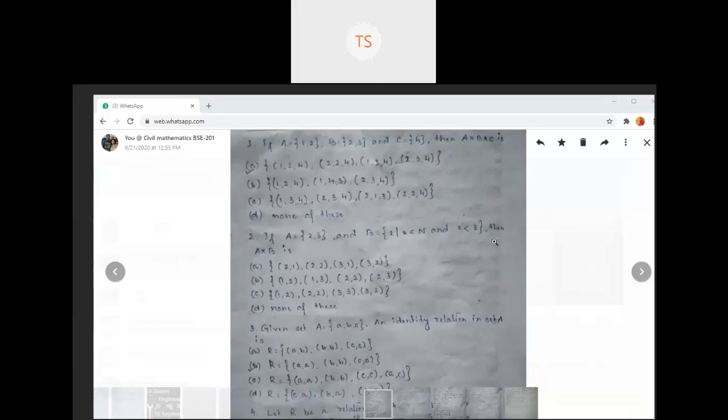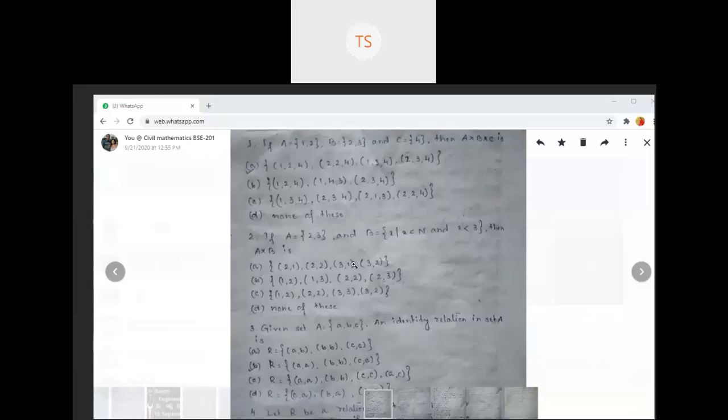Now example 2. If set A is equal to {2, 3} and B is equal to {x such that x is a natural number and x is less than 3}, then A cross B, that means you have to find the Cartesian product of A and B. Now tell me which is the correct option?